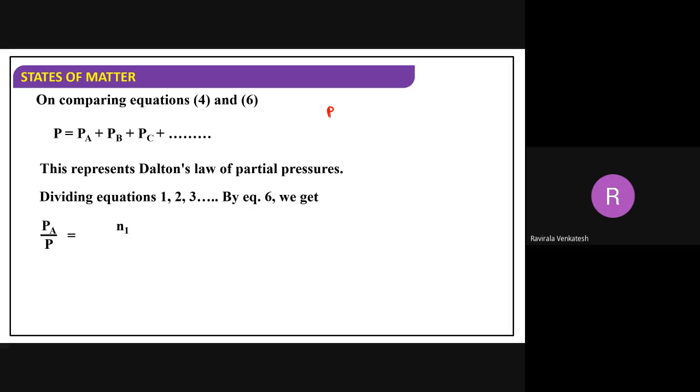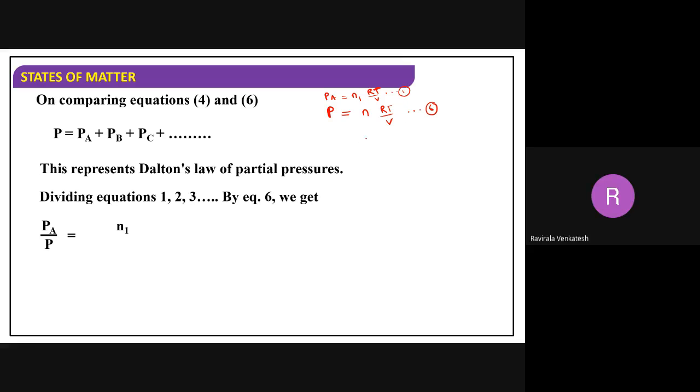Capital P, P total, is equal to what we got, beta: N into RT by V. This equation is the sixth equation, right? Yes, sir. Now, what is the first equation, beta? PA is equal to N1 RT by V. Correct or not? This is the first equation.